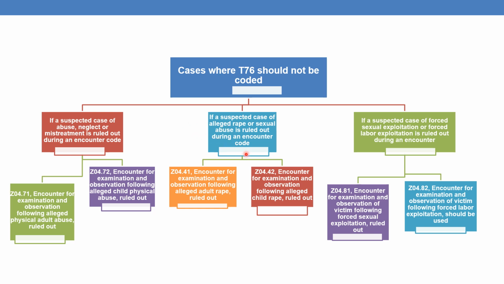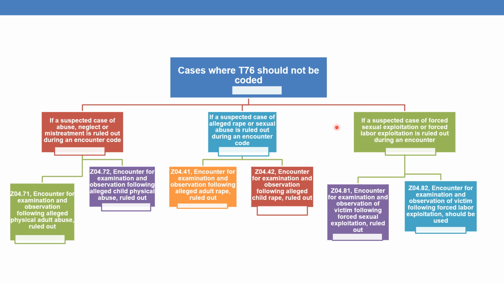Next case: if the suspected case of alleged rape or sexual abuse is ruled out during an encounter, then you can code Z04.41 whenever an alleged adult rape is ruled out, or Z04.42 whenever the suspected child rape is ruled out. For adult, it is Z04.41.